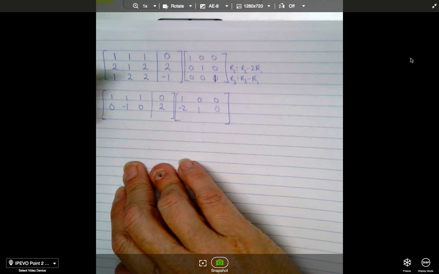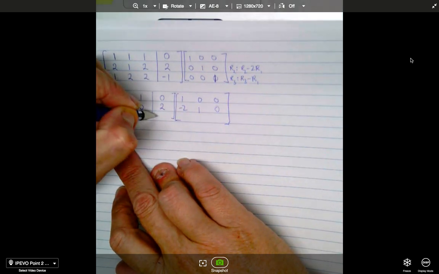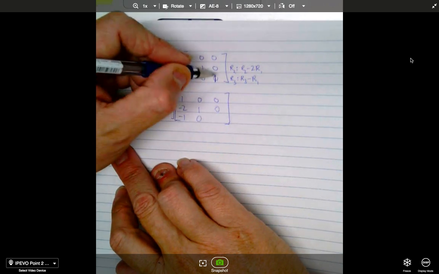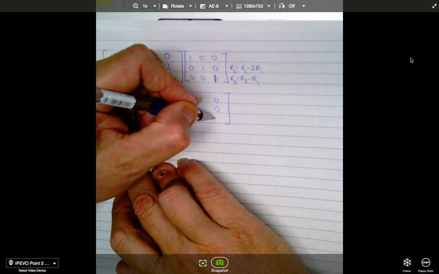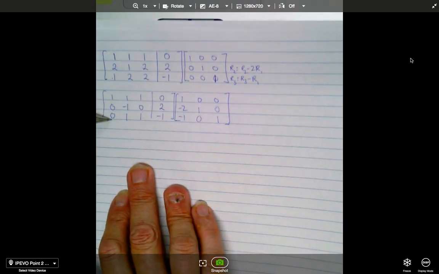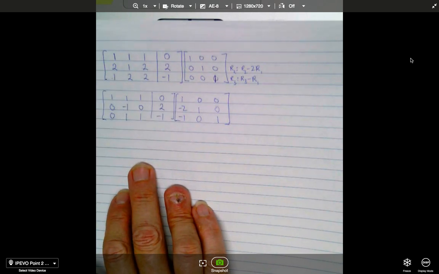So 1 minus 1 is 0. 2 minus 1 is 1. 2 minus 1 is 1. Minus 1 minus 0 is minus 1. This becomes minus 1. This is still 0. 1 minus 0 is 1. Okay, so as we get zeros here, we most likely get numbers here.